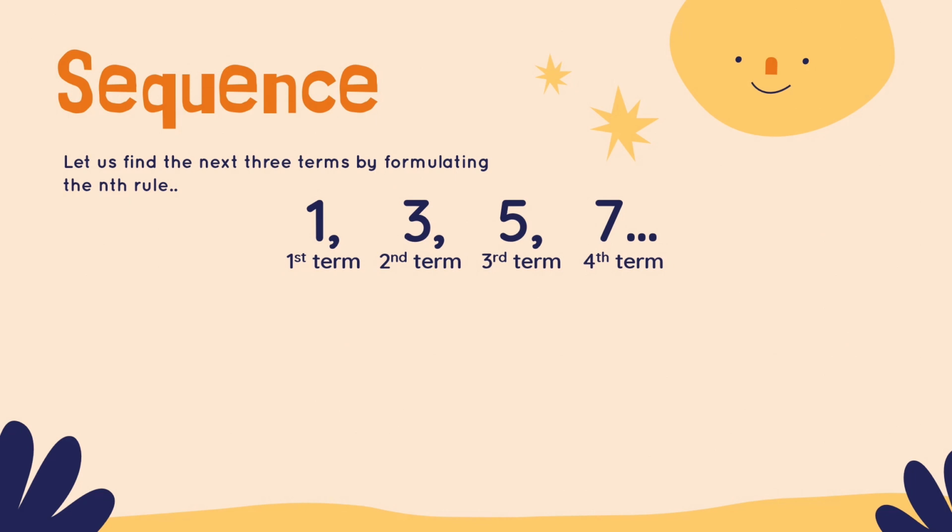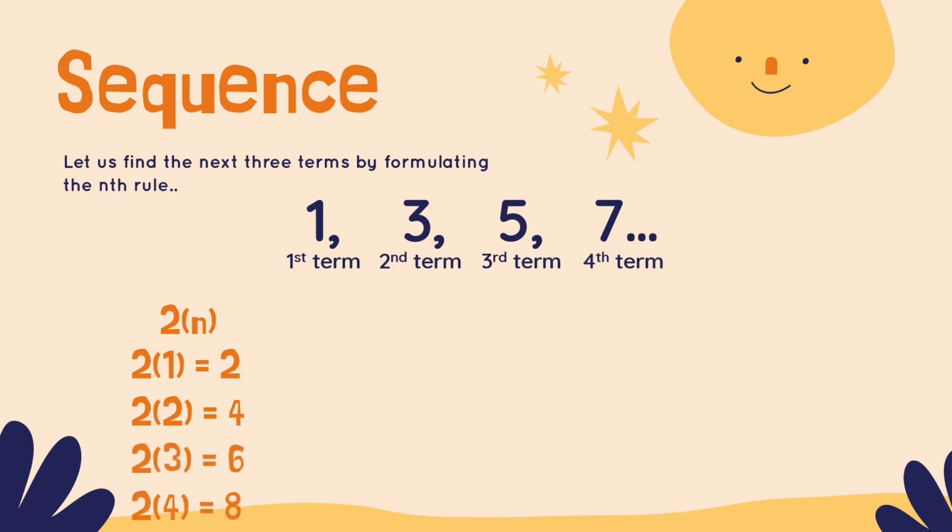So how are we going to find the next three terms of the sequence? Again, we can use the formula 2 times n. If we are going to use that formula, these are the terms. 2 times 1 equals 2. 2 times 2 equals 4. 2 times 3, that is 6. And 2 times 4, that is 8.